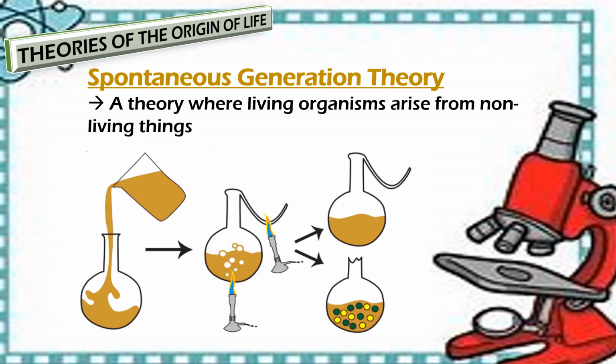Okay. Now, we move on to the spontaneous generation theory, a theory where living organisms arise from non-living things. Centuries ago, people were puzzled about how life originated on Earth. One belief that governed their thinking is the theory of spontaneous generation or abiogenesis. Spontaneous generation is the idea that life could appear from non-living material. This idea was proposed by Aristotle in the 4th century.